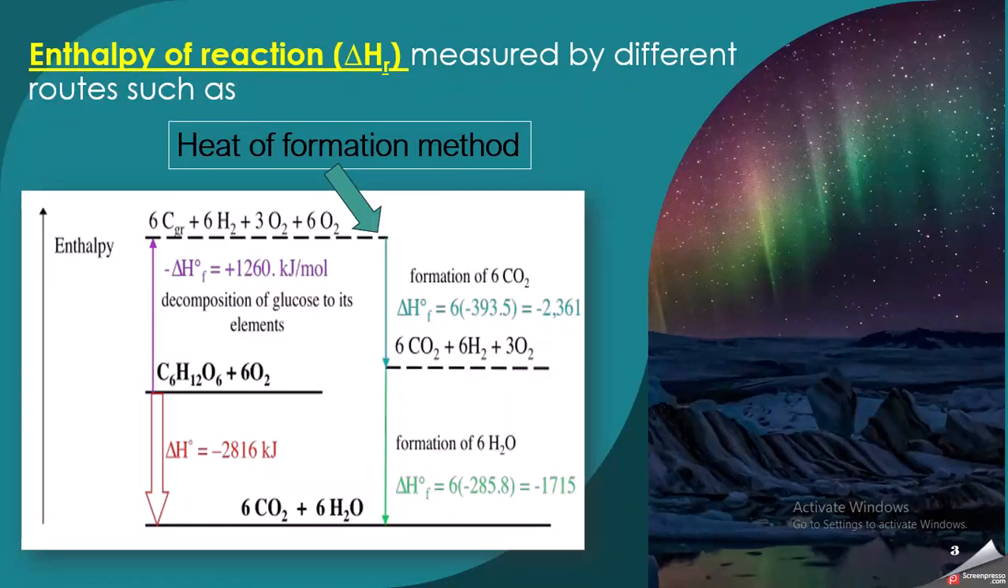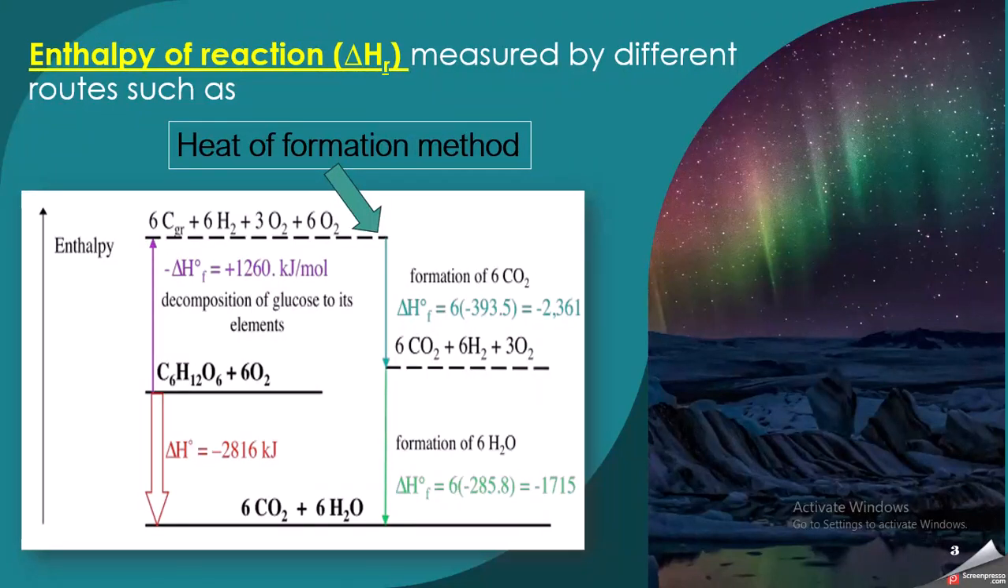Once we add the heat of formation of the products, the carbon dioxide and water, and take the heat of formation of the reactants, we subtract the two values: the heat of formation of the reactants is subtracted from that of the products. This gives us the value of the enthalpy of reaction, which is minus 2816 kilojoule per mole. So this is the process to determine the enthalpy of reaction for this particular reaction and many other reactions.